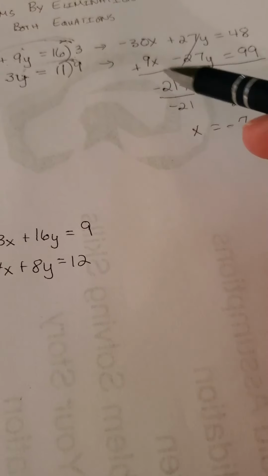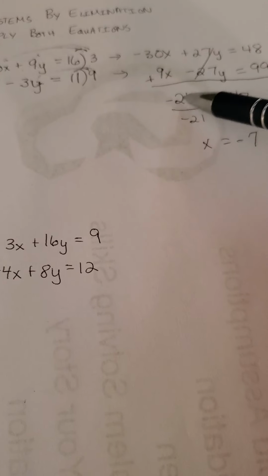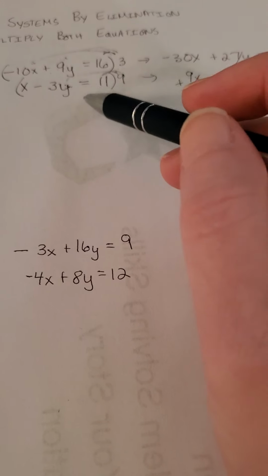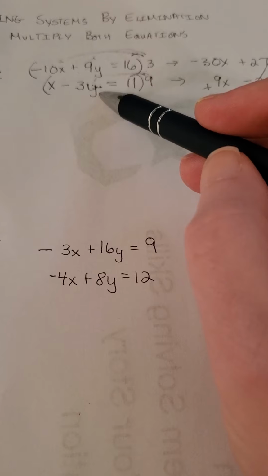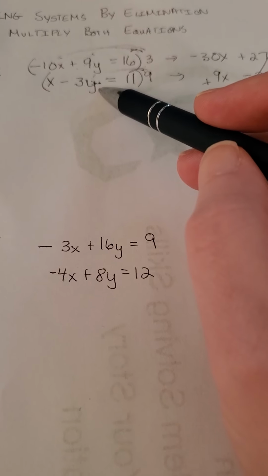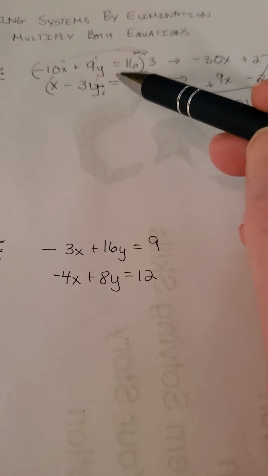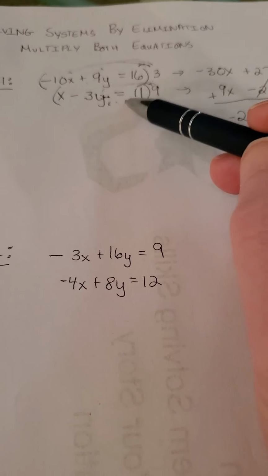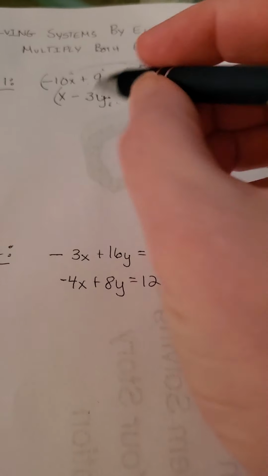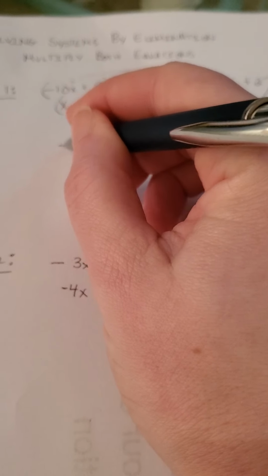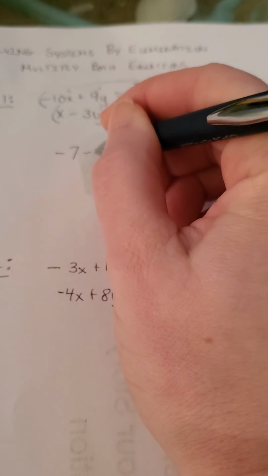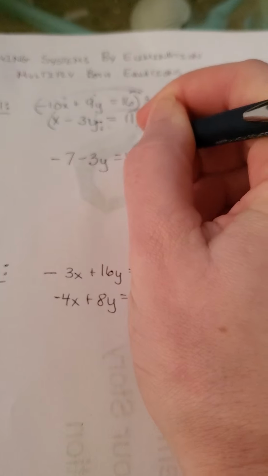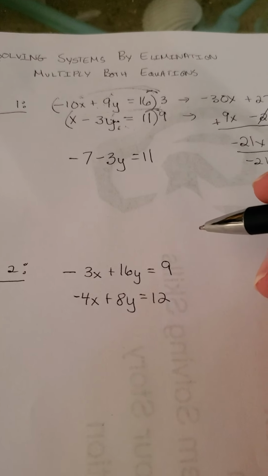So this is what I'm going to plug in. I can plug into any of these four equations. But I'm going to take this bottom one right here. It doesn't matter which of these ones I choose. I'm going to choose this bottom one because it has the smallest numbers to me. So for x, I'm going to put in -7, and I'm going to say -7 minus 3y equals 11 whenever I go to solve for y.